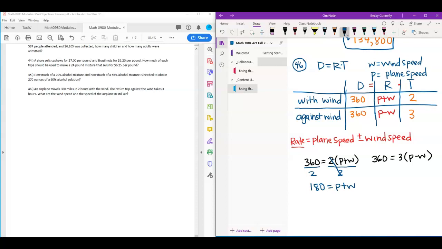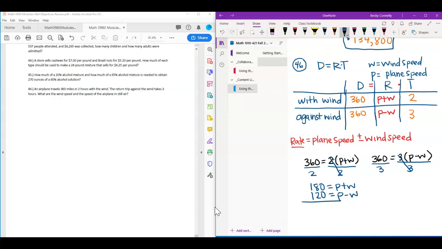And then here, same thing, right? Instead of distributing that 3, I'm just going to divide that whole side by 3 and the other side by 3. And so when I do that, I'm going to write it underneath here. 360 divided by 3 is 120 equals P minus W.